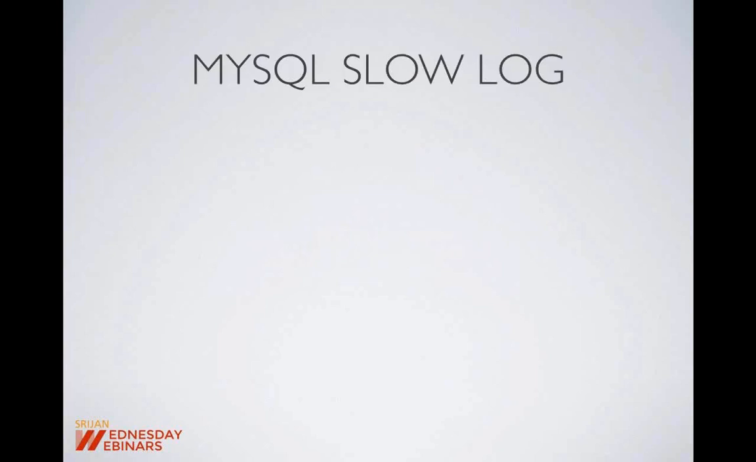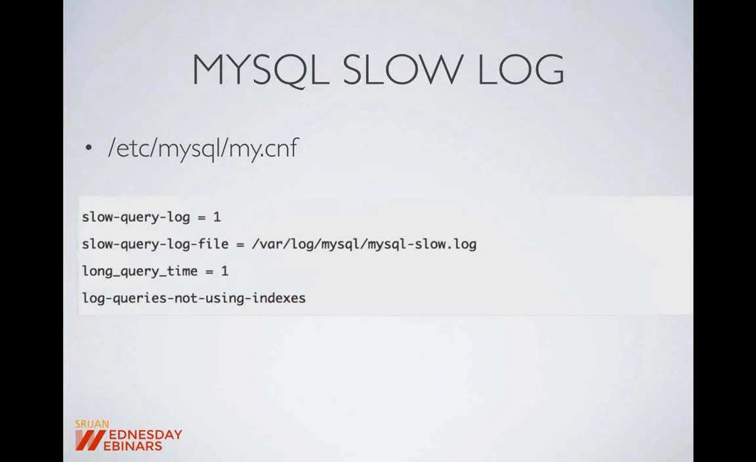To do this in MySQL, you can go to generally here. If you're using a Mac with Homebrew, it generally puts it somewhere else, but you're just looking for this my.config file. And then you can add slow query log 1.